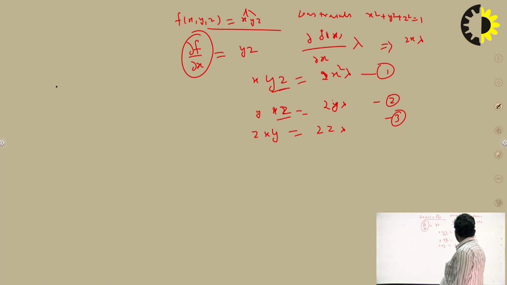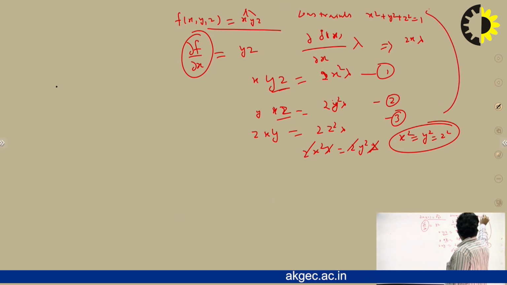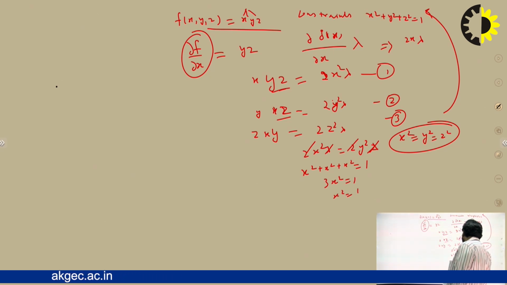On equating each one, we are getting 2x square lambda equal to 2y square lambda. Cancel out these terms. We are getting x square equal to y square equal to z square. So this is our first result. On putting these into the given constraint, we are getting x square plus x square plus x square equal to 1, or we can say 3x square equal to 1, x square is equal to 1 upon 3, or we can say x equal to plus minus 1 upon root 3.